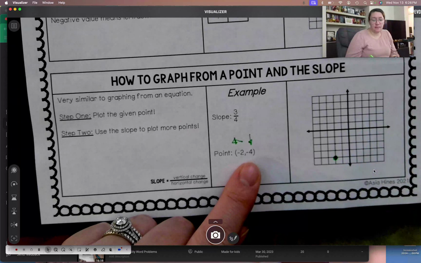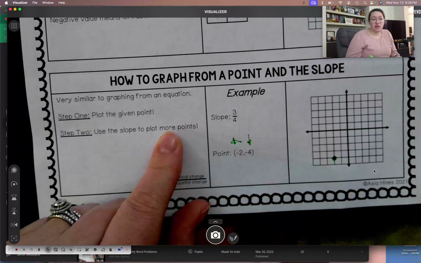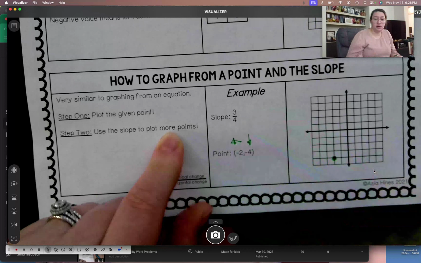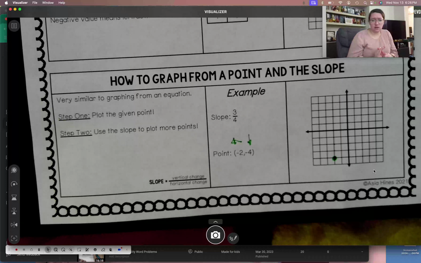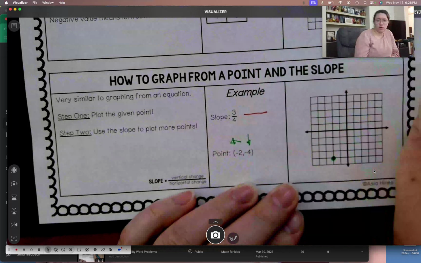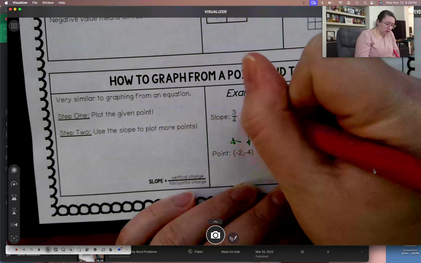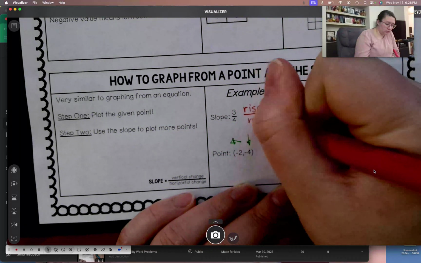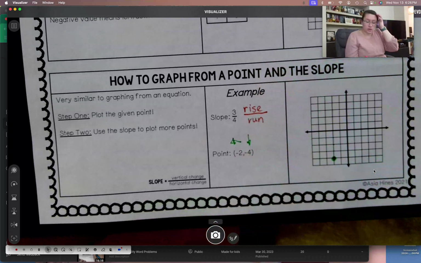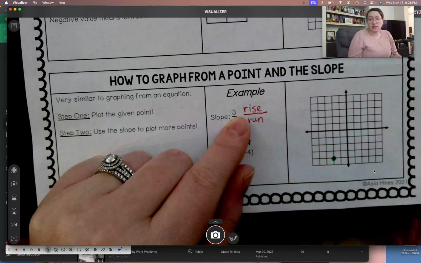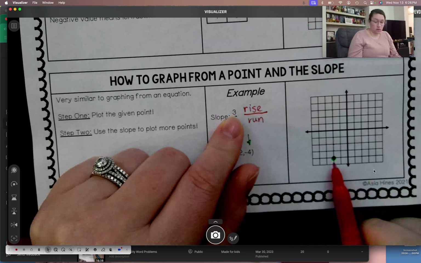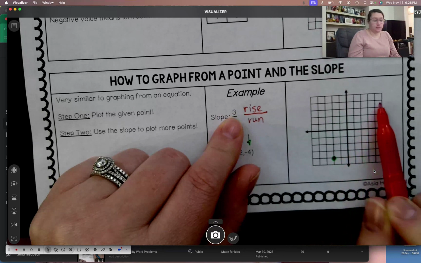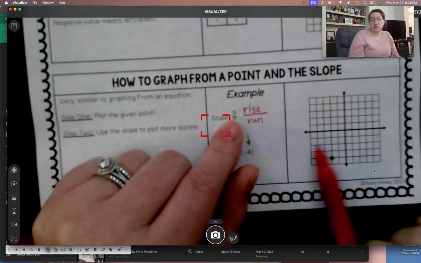There's my first dot. And then we're going to use the slope to plot some more points. My slope here is 3/4. How does slope go on a graph again? What are those R words? What over what? Rise over run. Because we're rising 3 and running 4, it's positive. What direction should our line go? Yeah, it's going to go up. It's going to go up and to the right.